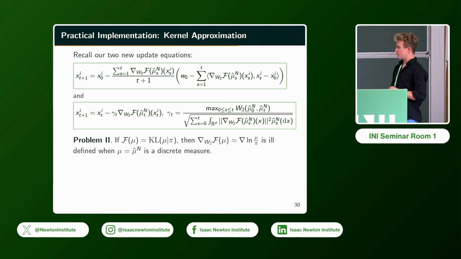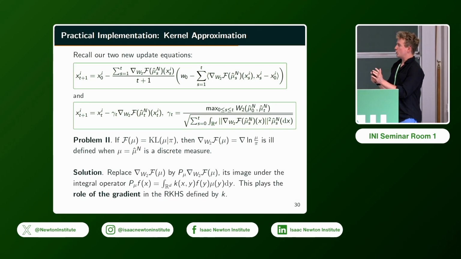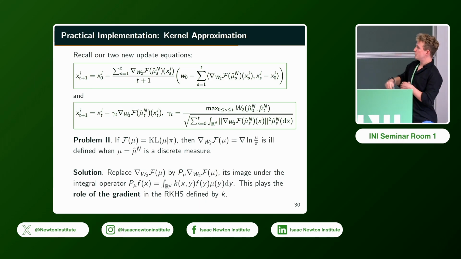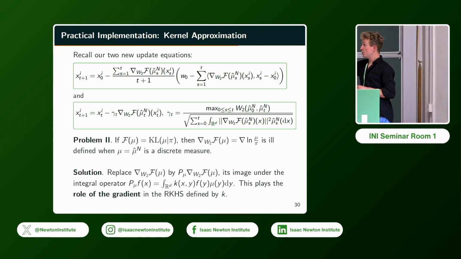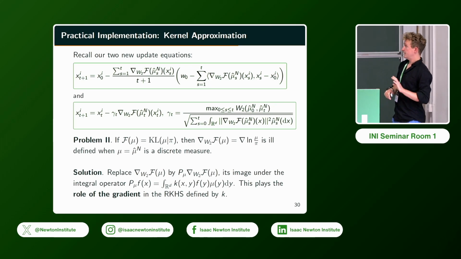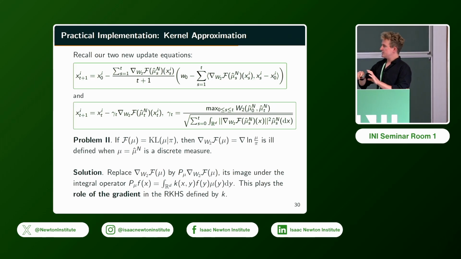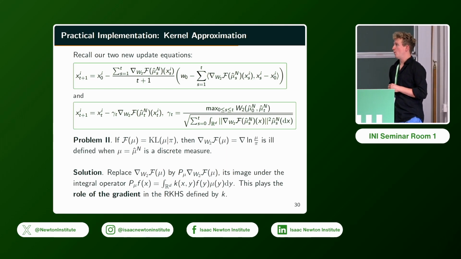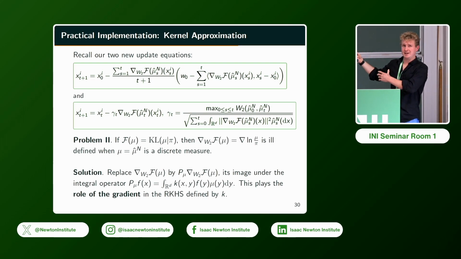So what we're going to do, and this is a trick that originates from SVGD, is we're going to replace our Wasserstein gradient by a kernel smoothed version. So we're going to introduce some kernel k, and we're just going to smooth our Wasserstein gradient by integrating with respect to this kernel. And you can actually show quite rigorously, and this is from a paper by Nick Nuskin and Andrew Duncan and others, that this precisely plays the role of the gradient in the RKHS defined by k. So this is still a gradient in some sense, but it's a gradient in a slightly different space with a slightly different geometry.